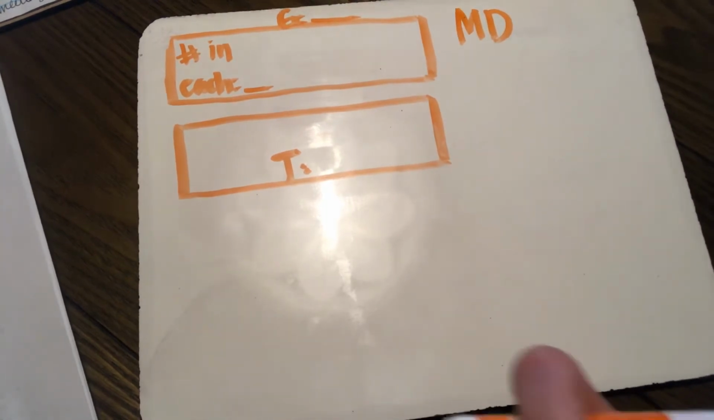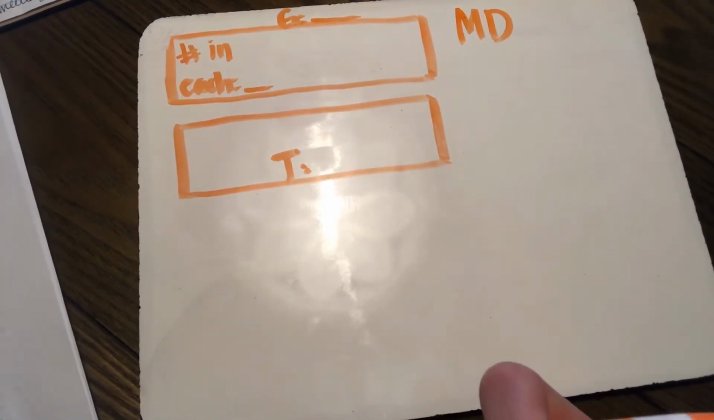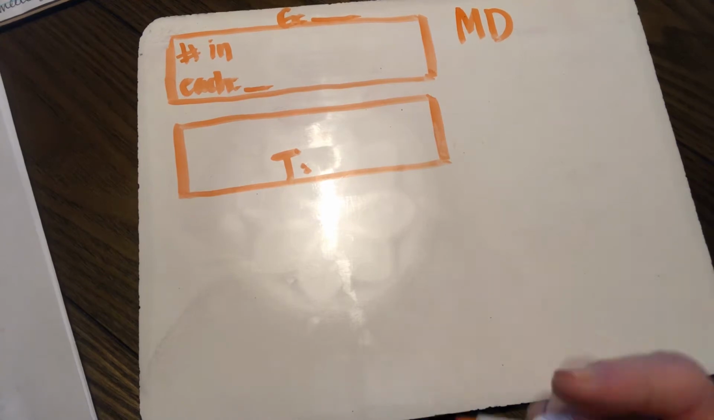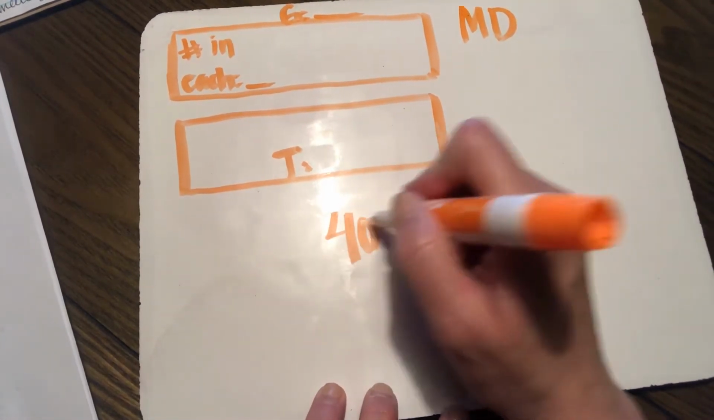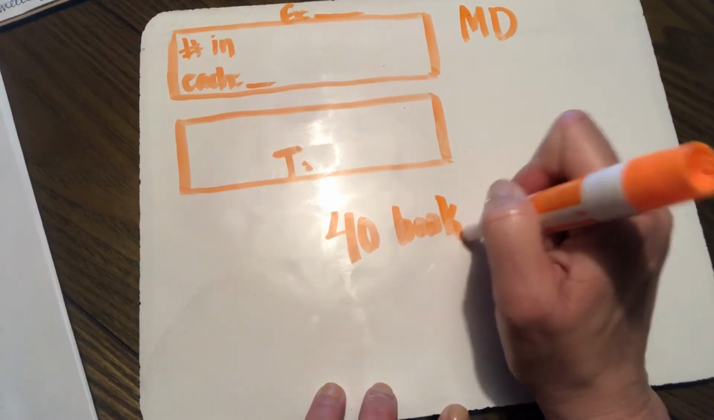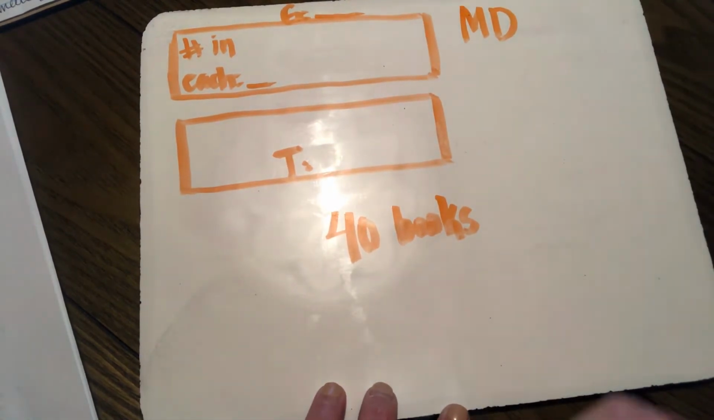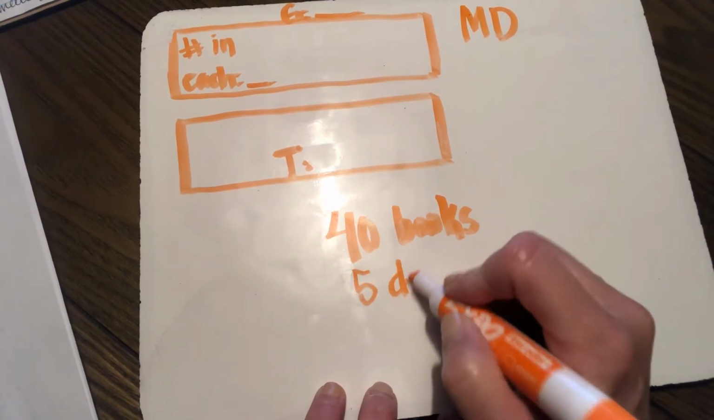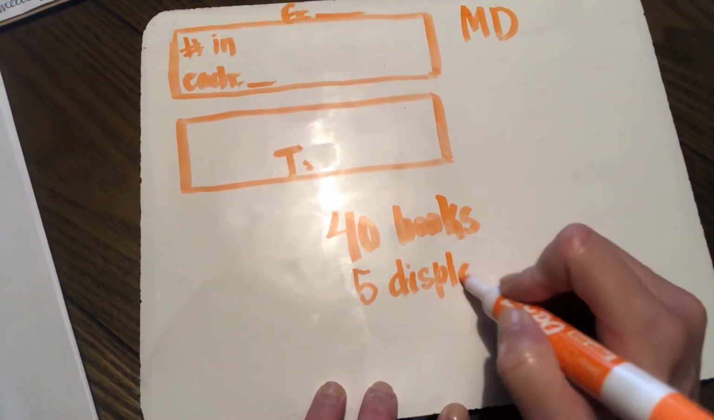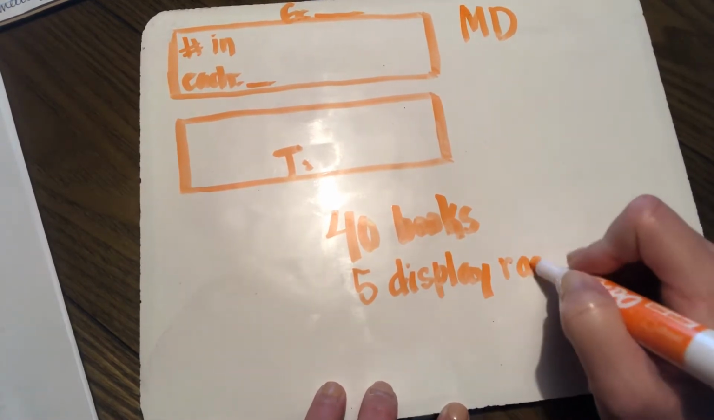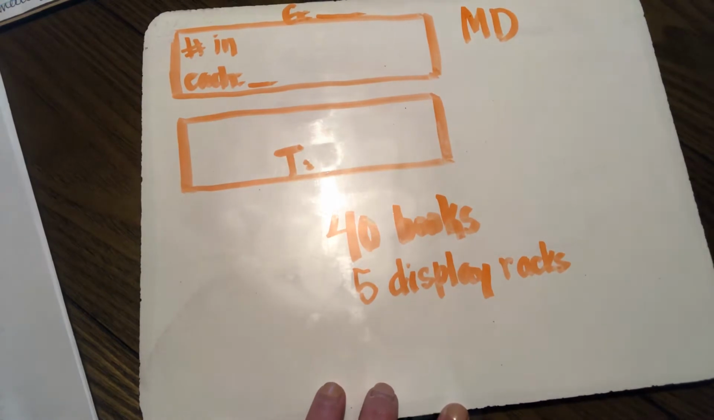Okay, our first story says that sometimes the librarian invites a couple of older kids from the after-school club to help arrange books and other supplies. Last Friday, she gave them 40 books. I'm gonna write that down. 40 books to divide evenly onto 5 display racks. And I want to know, how many books did they put on each display rack?